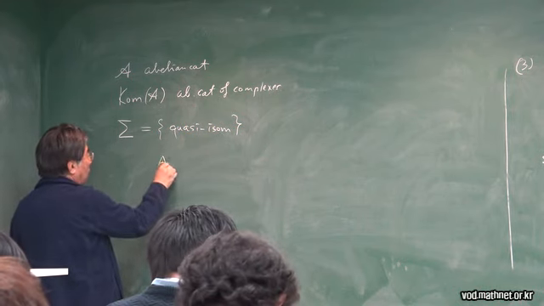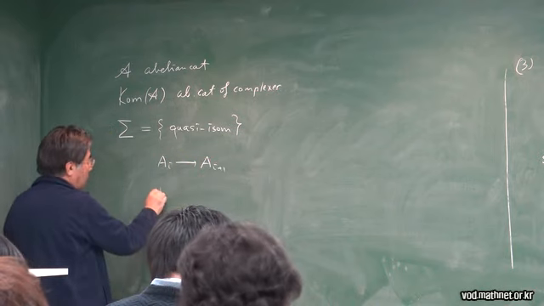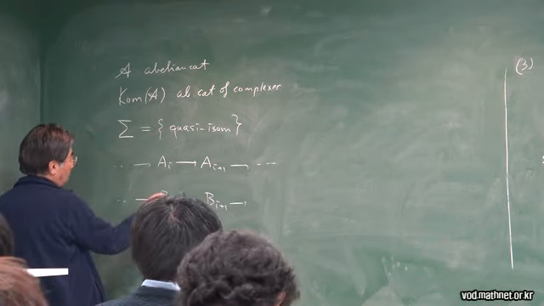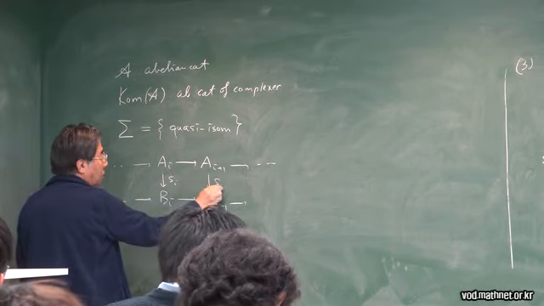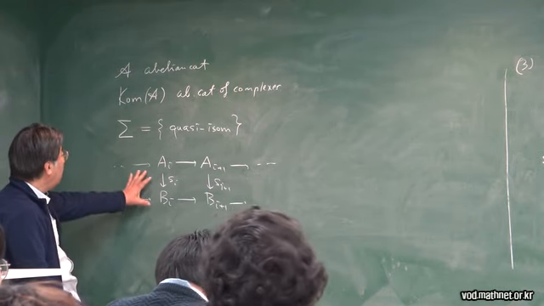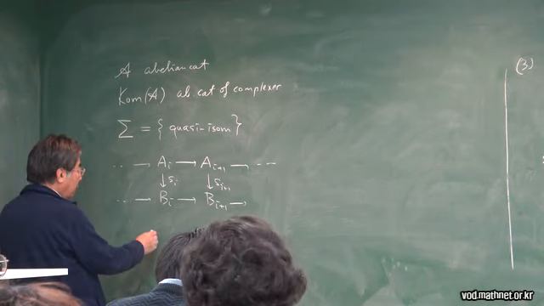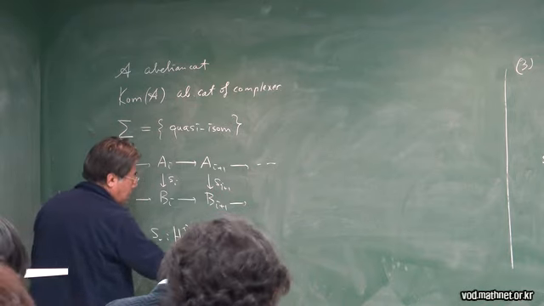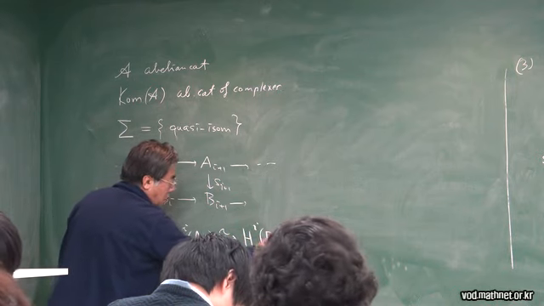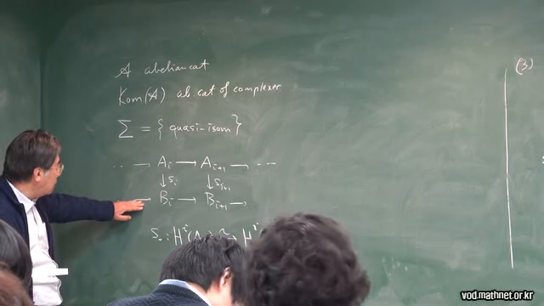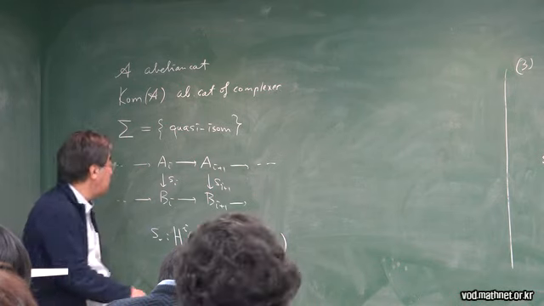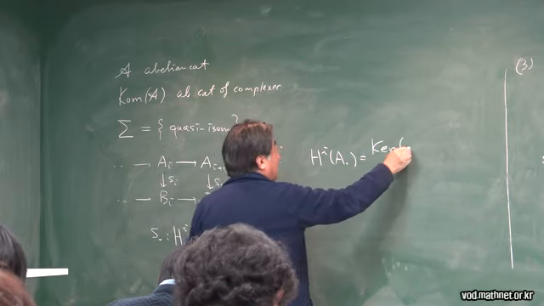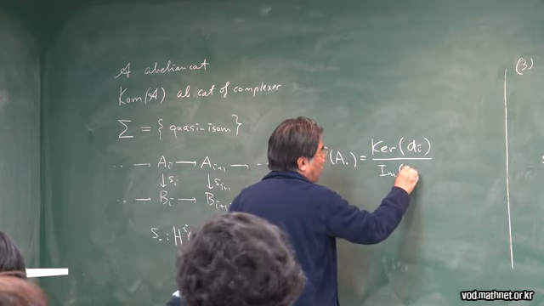So if I have two complexes, and there is a map between complexes, then this map is called a quasi-isomorphism if it induces an isomorphism in the cohomology. So if there is a map between complexes, then there is a map between cohomologies. Cohomology is just H^i(A) equal to kernel of d^i divided by image of d^(i-1).